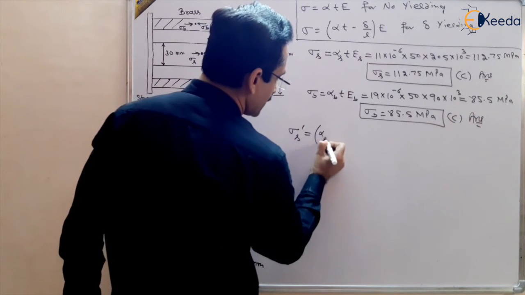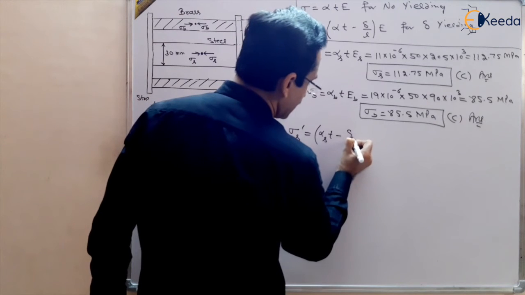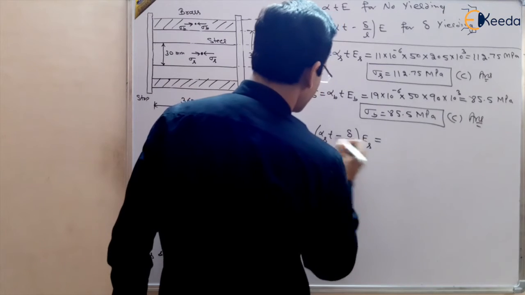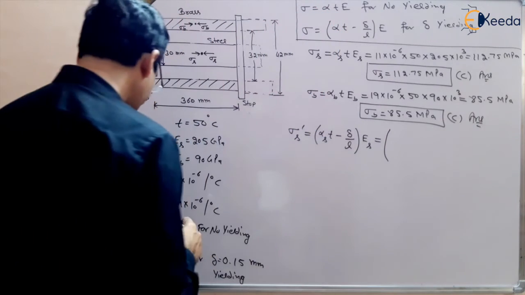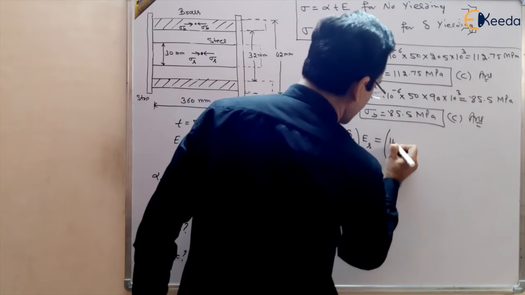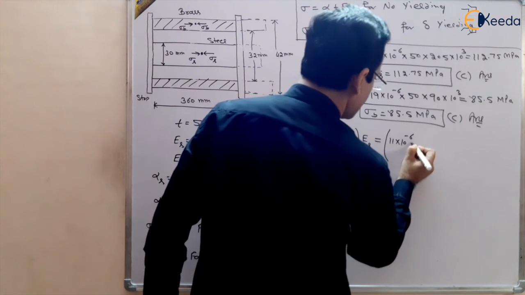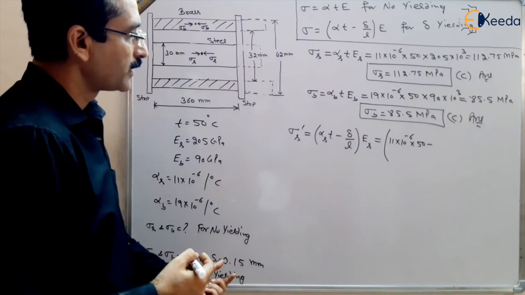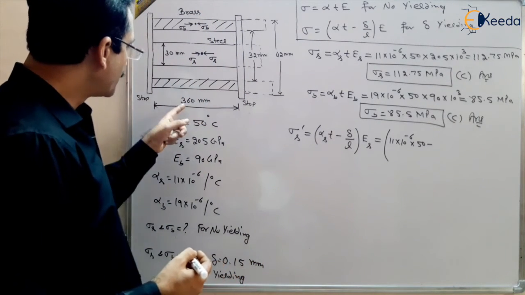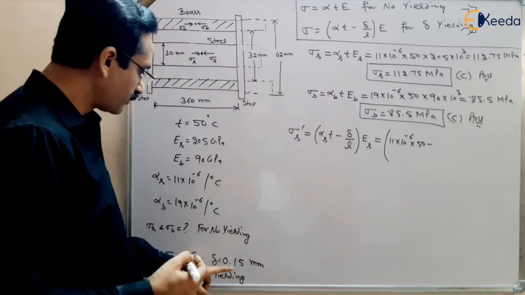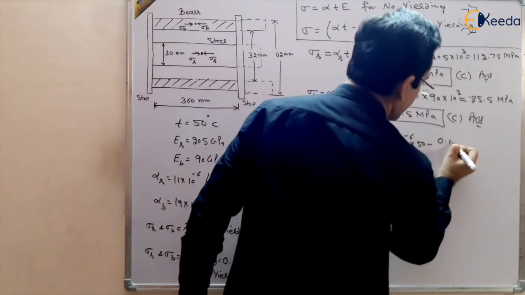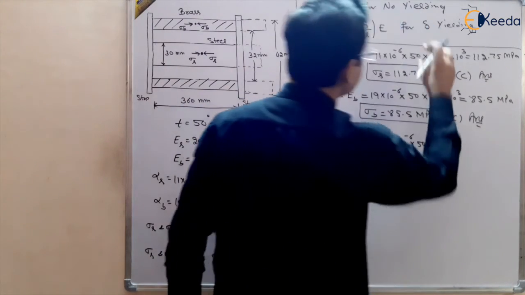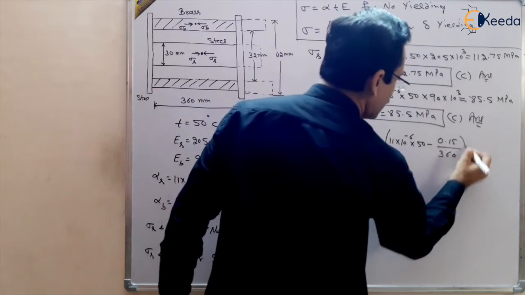So the stress developed in steel will be equal to alpha of steel, T minus delta, where L is common to all, times E of steel. So we will get alpha of steel, 11 multiplied by 10 to the power minus 6, T is 50 minus delta, 0.15 mm. If we take both in mm, then mm will cancel out. So 0.15 by length, which we also take in mm, 360 mm. So 0.15 by 360, this is delta by L, multiplied by the E.